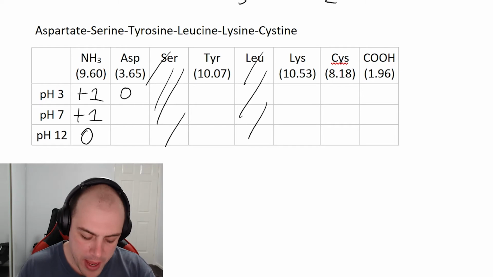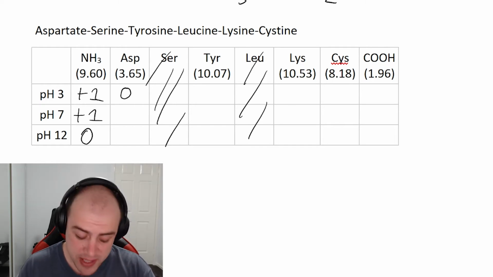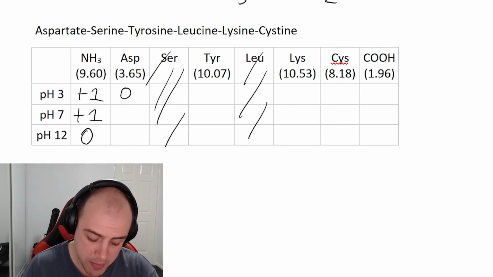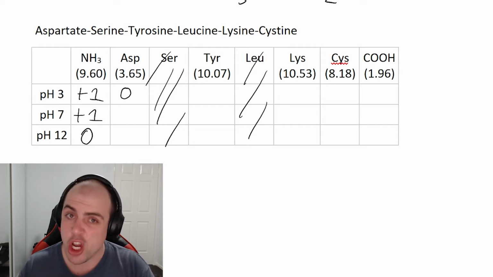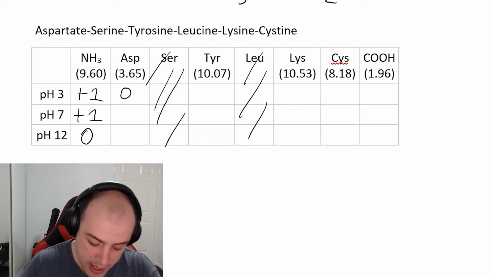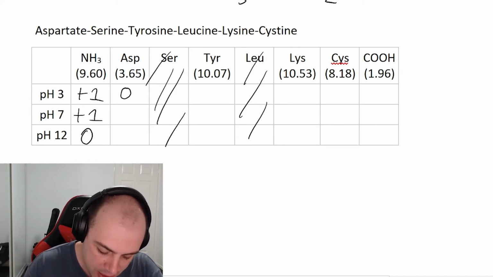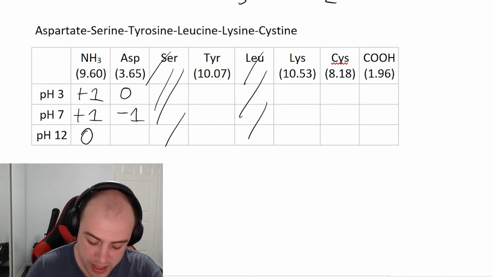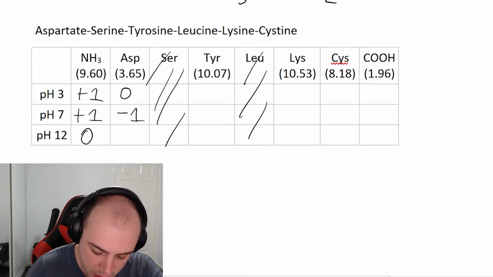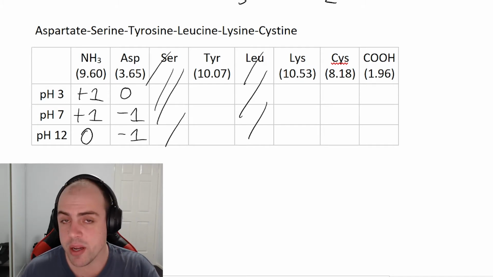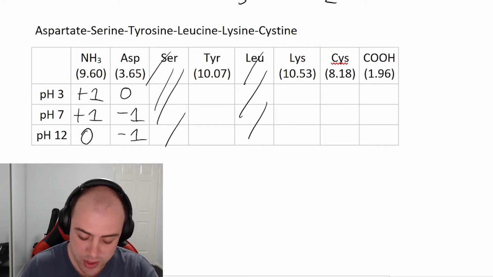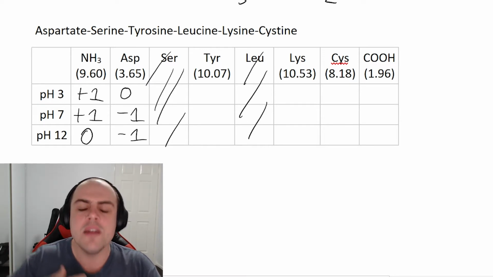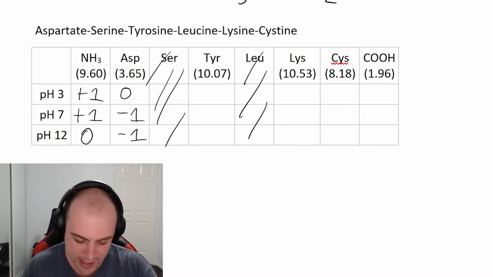So now we compare aspartate to a pH of 7, 3.65 compared to 7. Obviously 7 is a much higher pH, it's a lot more alkaline. So this has lost its hydrogen, which means it is now -1. Again, pH 12 versus pKa 3.65, this is -1. Now, serine we don't have to worry about, so we're going to move on to tyrosine. And we're starting to see the pattern here.